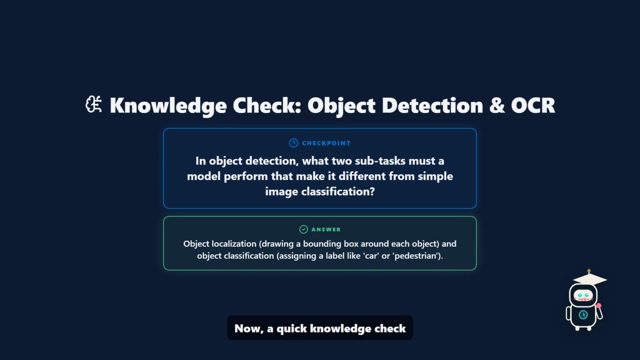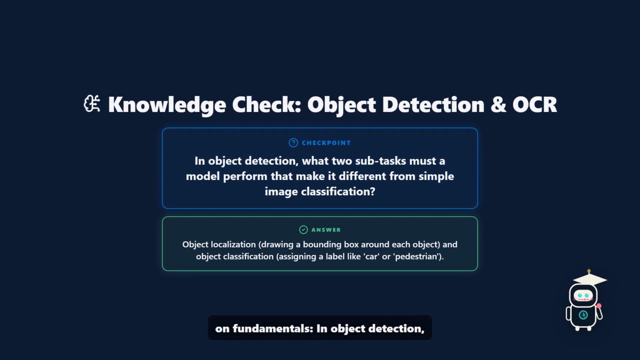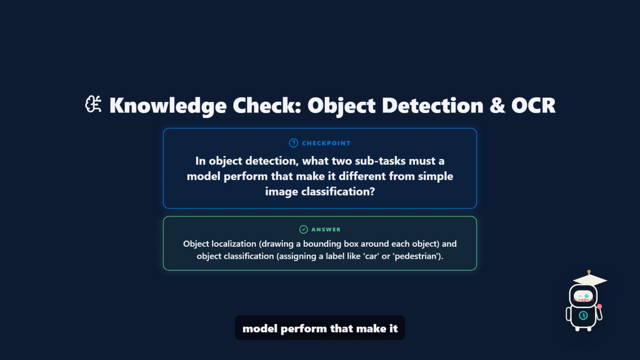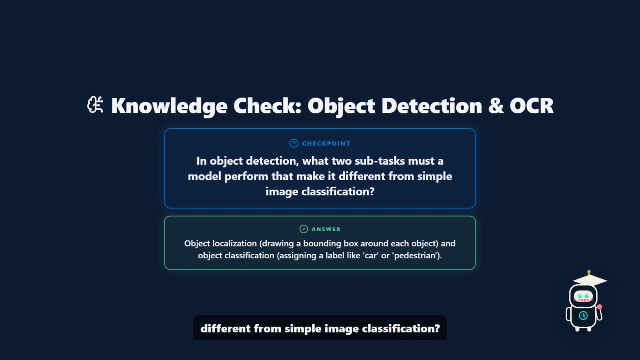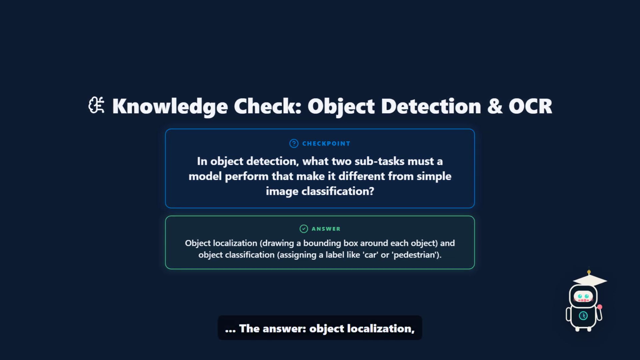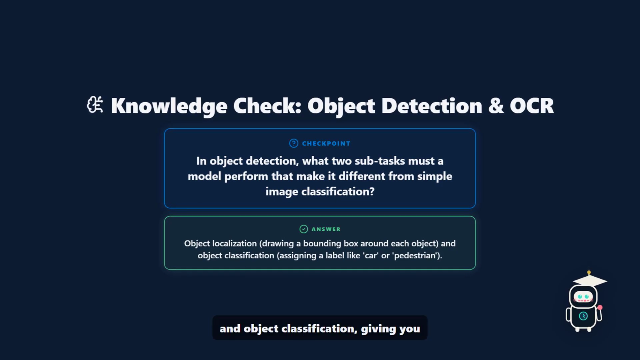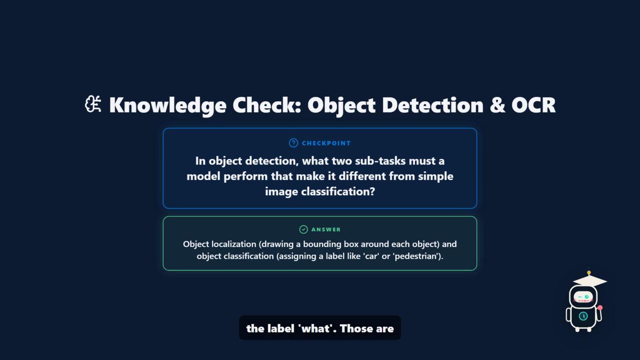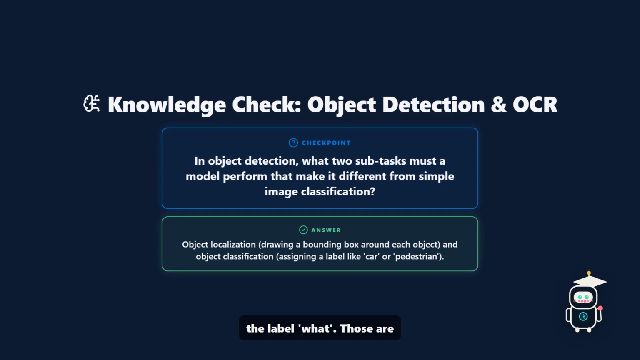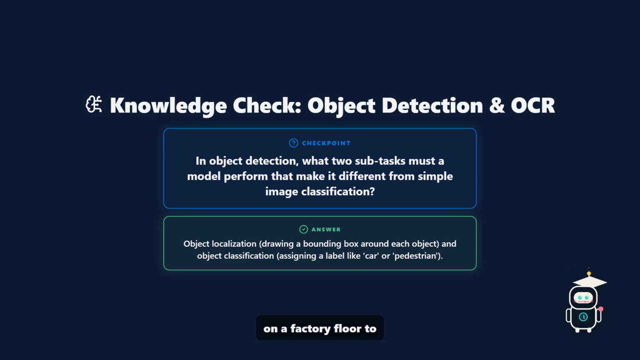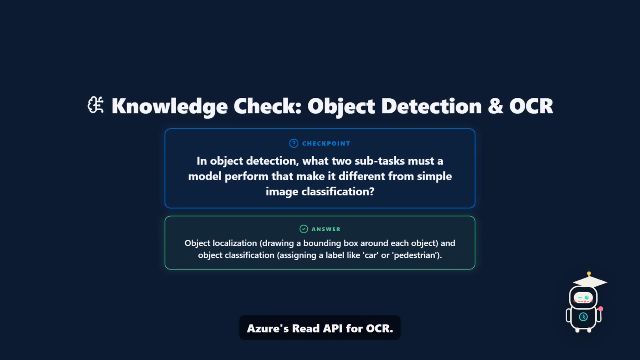Now, a quick knowledge check on fundamentals. In object detection, what 2 subtasks must a model perform that make it different from simple image classification? The answer: object localization, giving you the bounding box where, and object classification, giving you the label what. Those are the foundations of every production-grade vision pipeline, from defect detection on a factory floor to Azure's Read API for OCR.